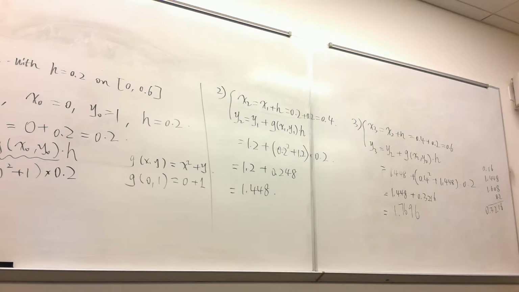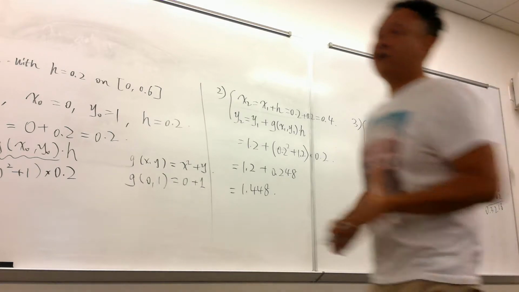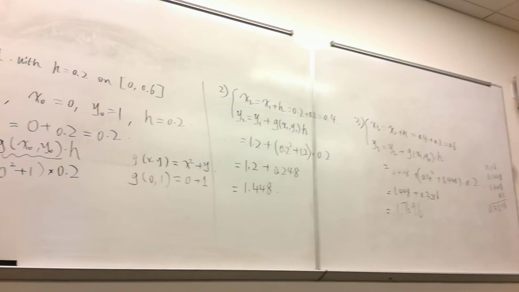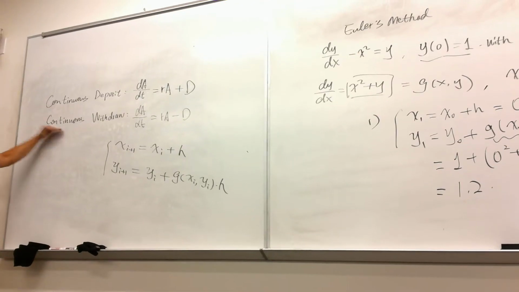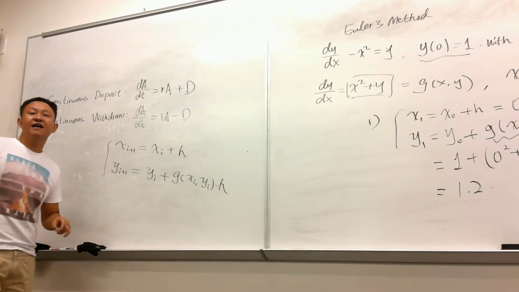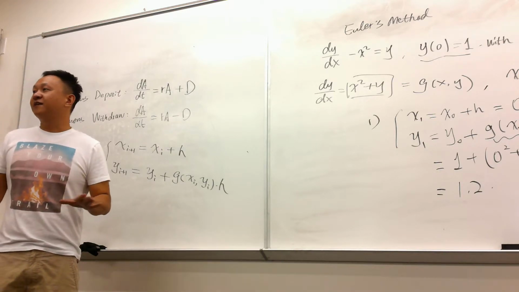Okay, so now let's do new stuff. This again is what I did on Tuesday. If you were not here, you need to make sure you know what's going on. It's continuous deposit, continuous withdrawal. They are applications of linear first order differential equations. And this is Euler's method, which is the approximation of a differential equation because we have no general way to solve an arbitrary differential equation.